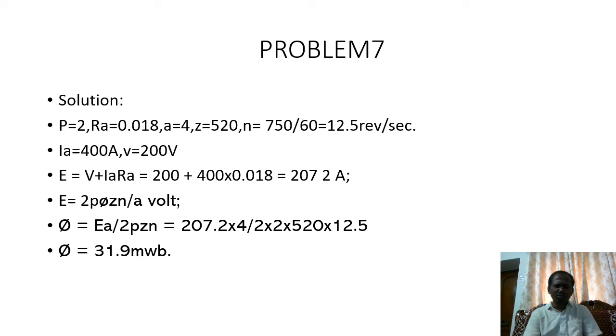You can substitute all these values and you will get the flux in milliwebers. So phi is equal to 31.9 milliwebers. This is the problem, right? All of you calculate this one, this value. Draw the diagram, write the equation, and solve this problem.